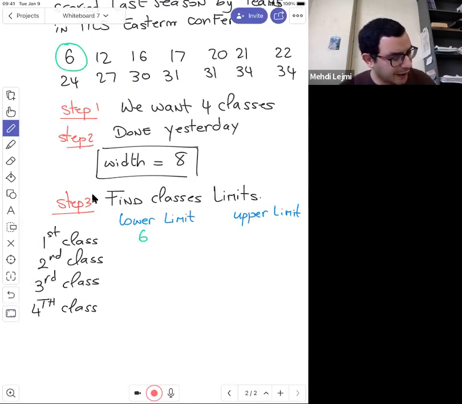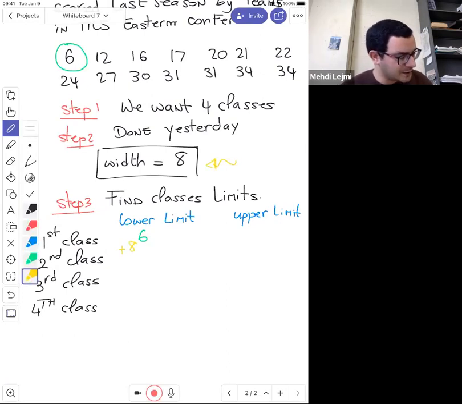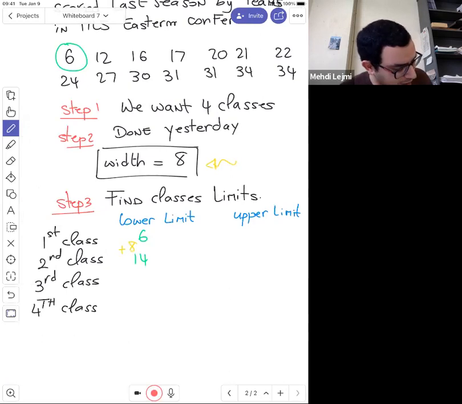And then we're going to add 8, which is the width. Yes, I'm recording. We're going to add 8 each time. So 6 plus 8 is 14, then 14 plus 8 is 22, and 22 plus 8 is 30.